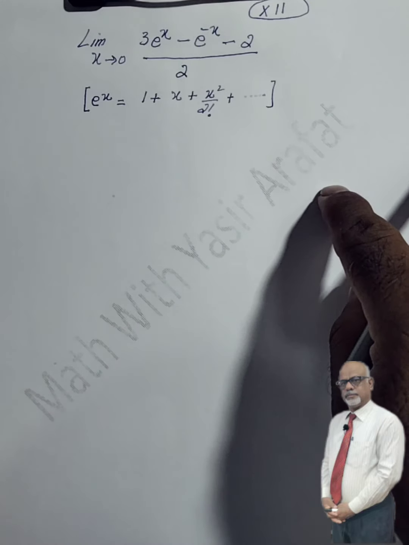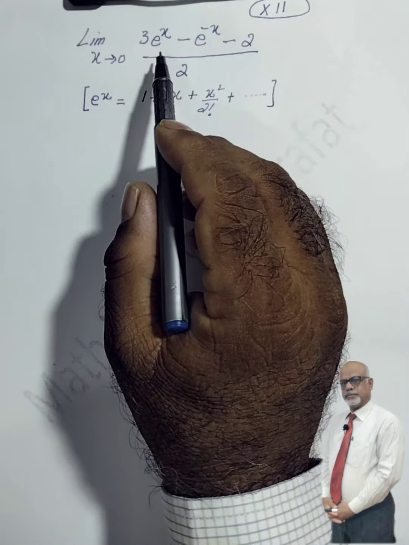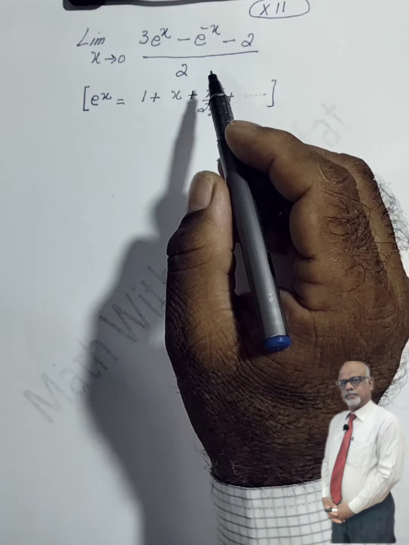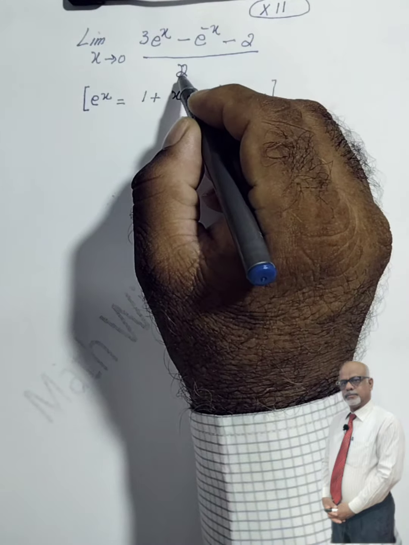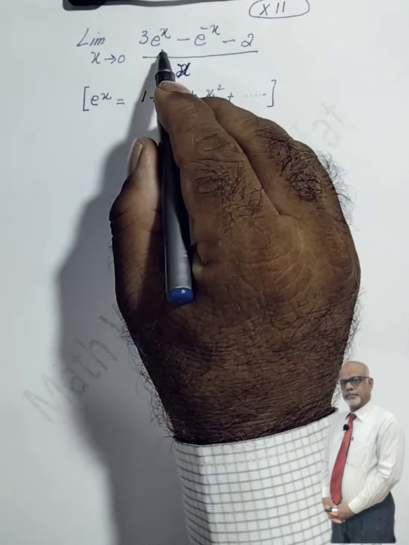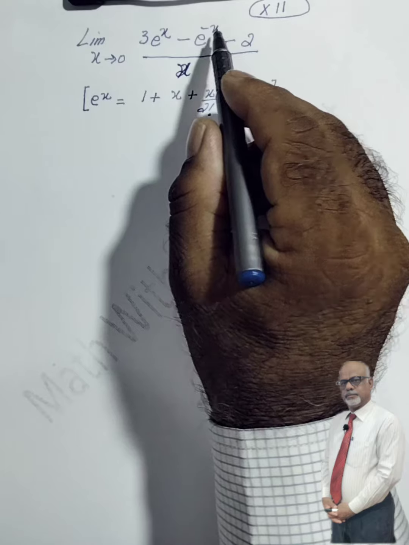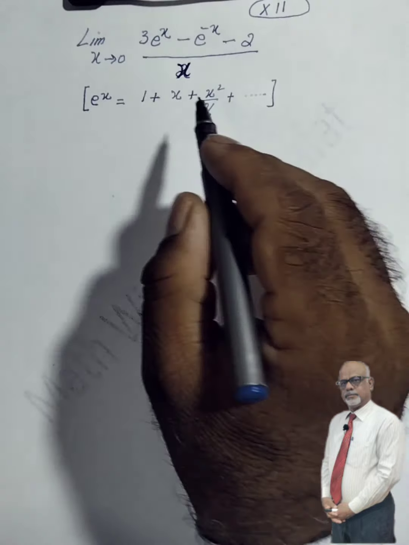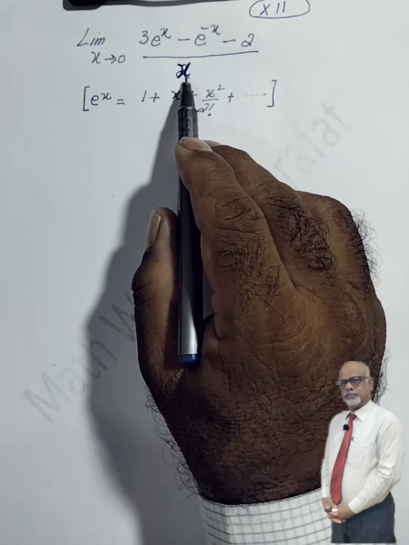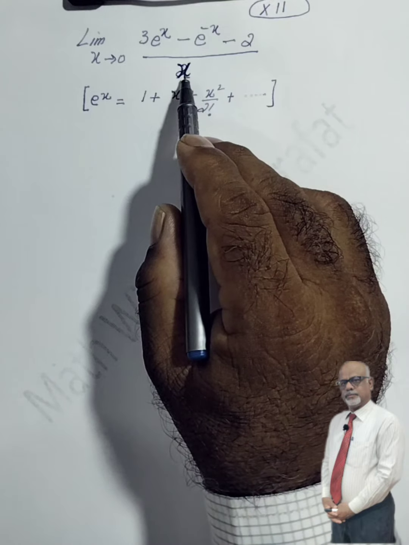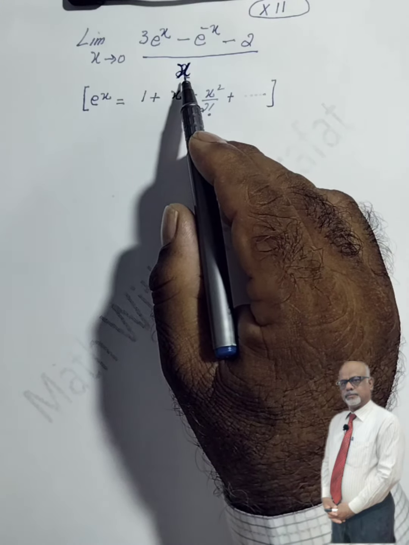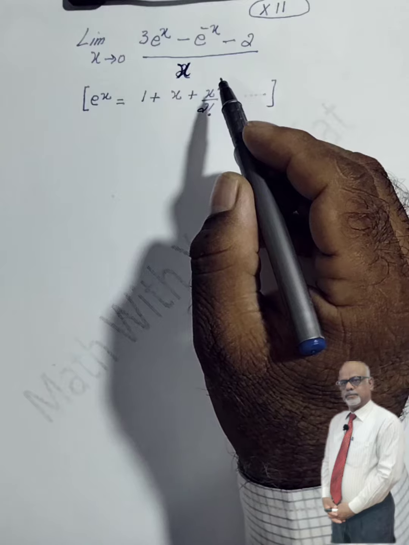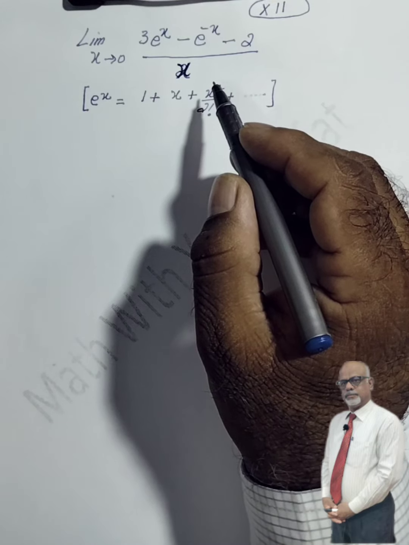We are watching Math with Yasir Arfat, and we have to discuss a very important and most difficult question of the limit, that is, x tends to 0 of (3e^x - e^(-x) - 2) divided by x. If we apply the direct limit here, we will have a denominator of 0. That means the result is infinity. Therefore, before applying the limit in this situation, we have to simplify the question first.